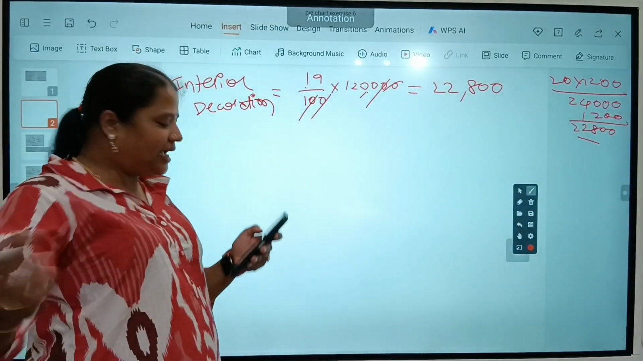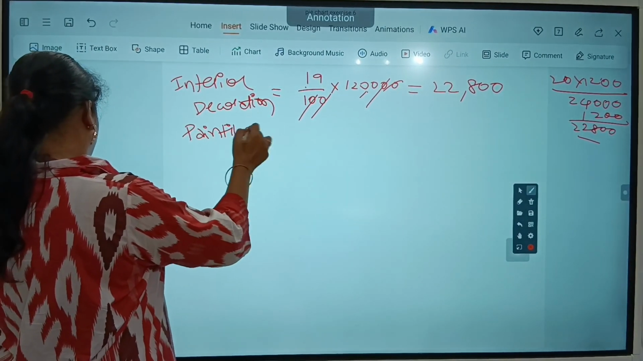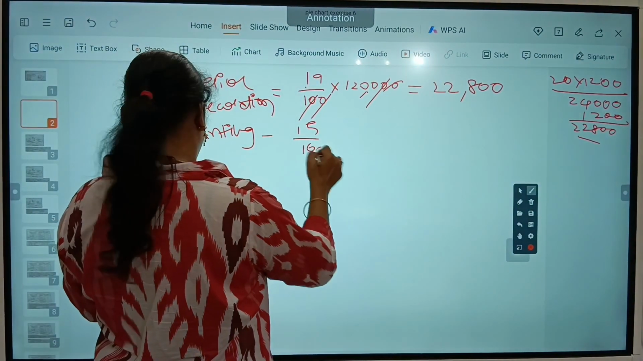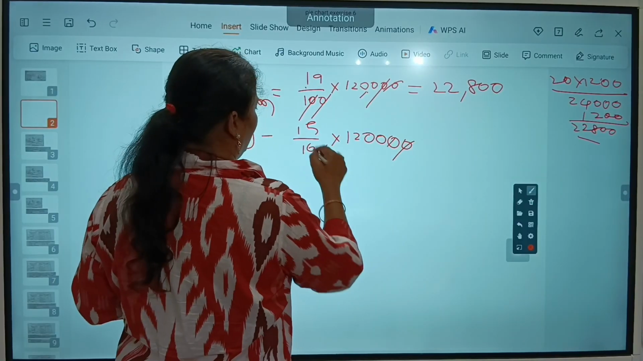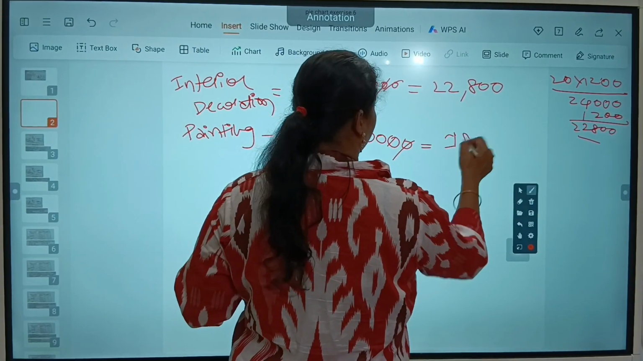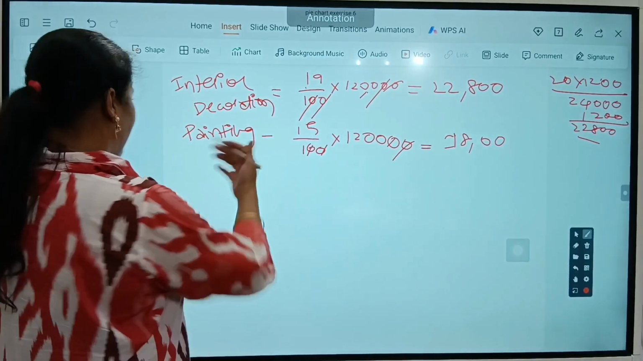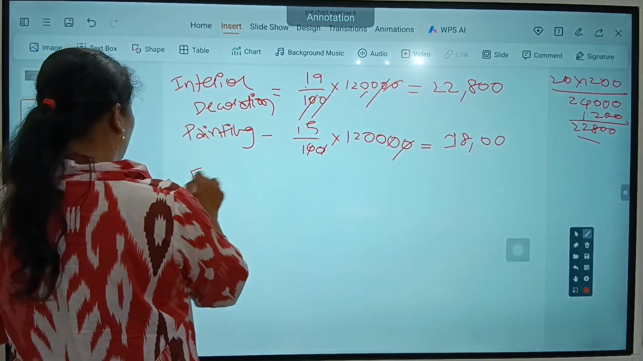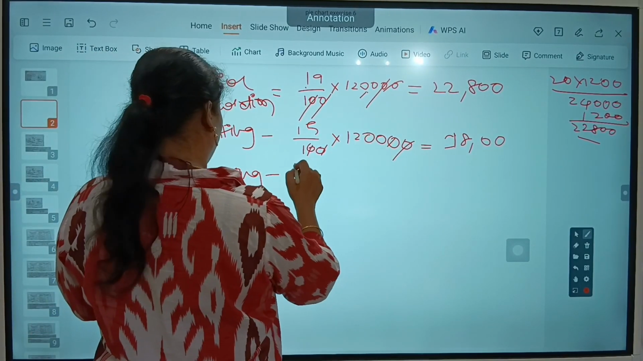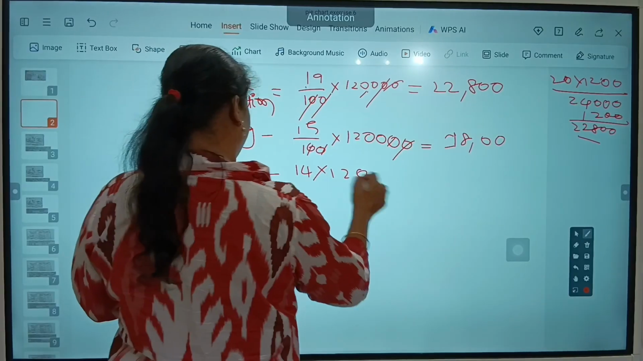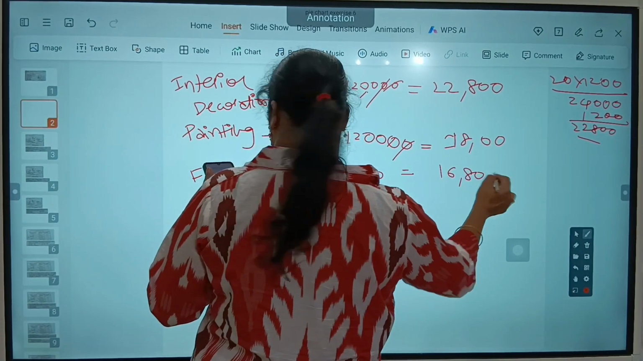22,800. And then painting, 15 by 100 into 1,20,000, so it will be 18,000. Every time I won't be doing this zero cut and all, I will directly use the formula. Okay, flooring, 14 into 1,200. It will be 16,800.